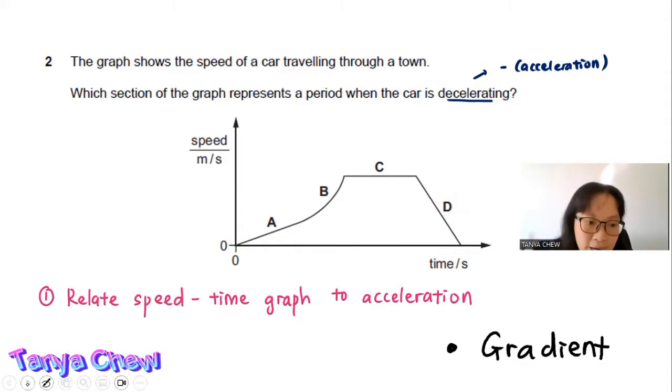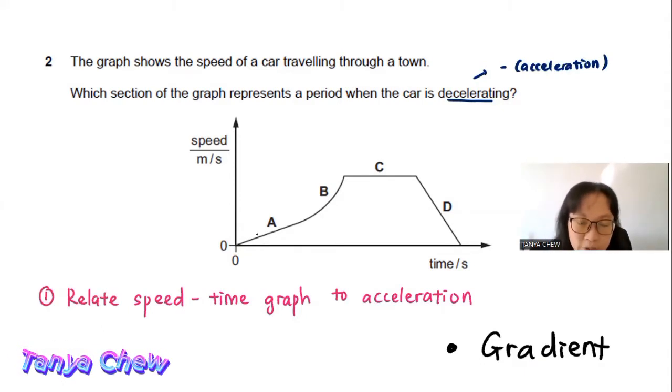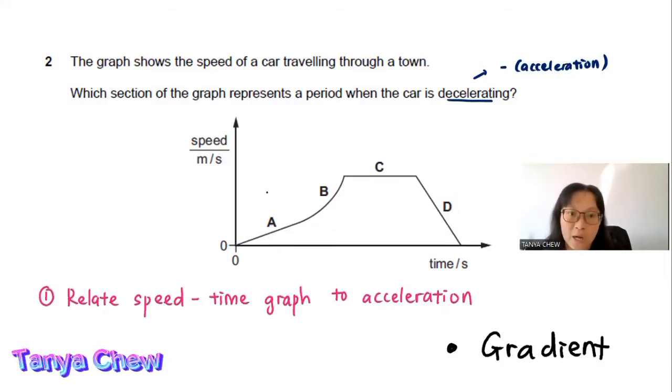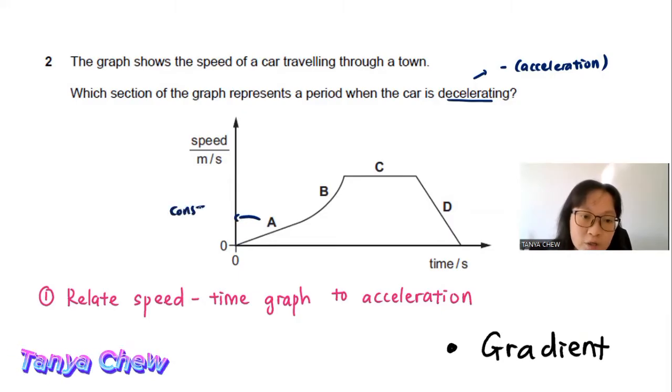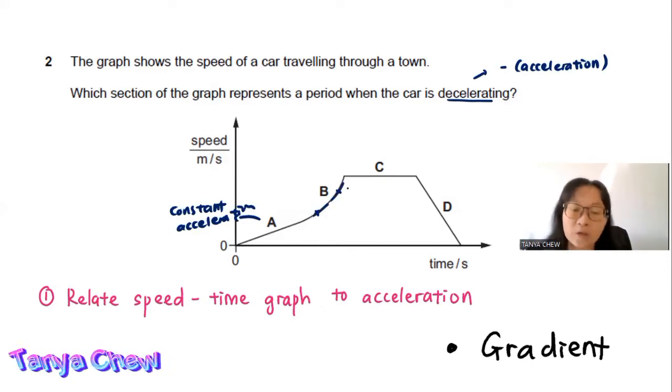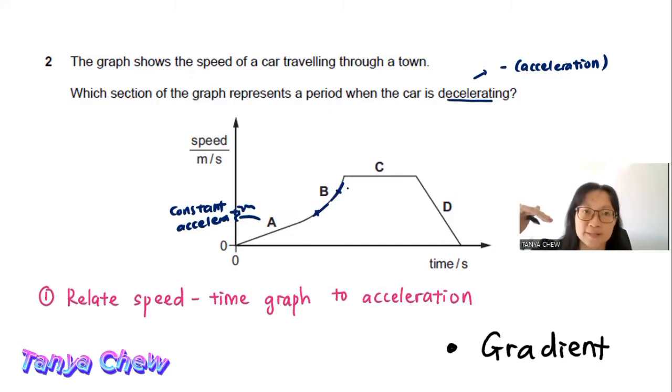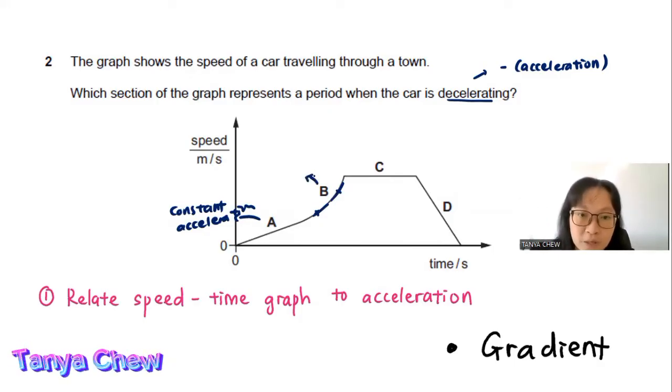So look at A. It seems like it is a straight line graph because it starts from the origin. So I would say that for section A, the car is traveling at increasing speed, right? Whereas the car is traveling at constant acceleration. So for part A, this is constant acceleration. What about B? B is a curve upwards, going up. So you draw a tangent to see whether the car is accelerating or decelerating. Since my tangent line is getting steeper, I would say that section B represents the car is accelerating.